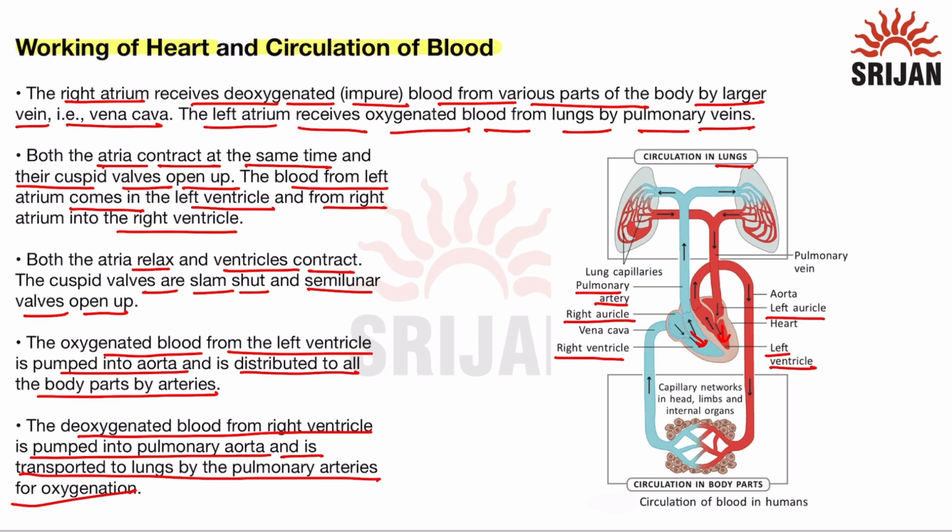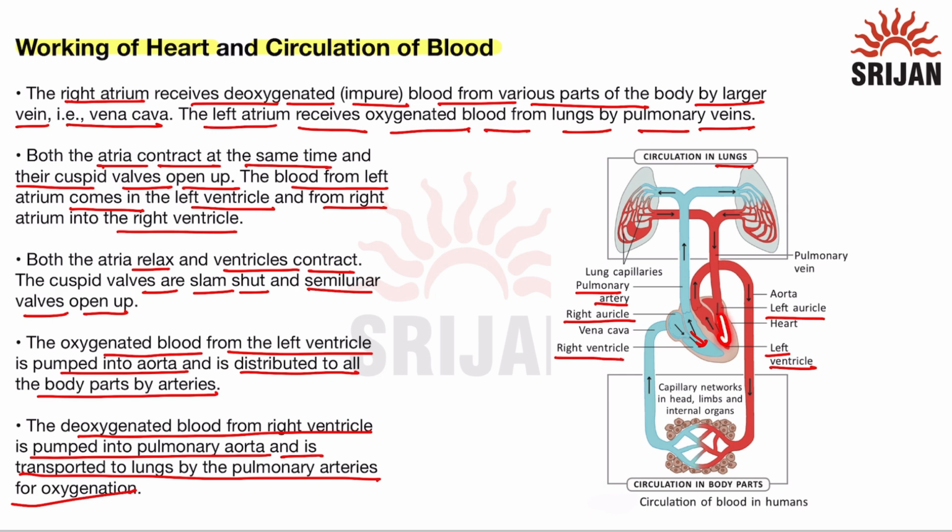So we can see in this figure that blood from the right ventricle, that is the deoxygenated blood, is pumped into the pulmonary artery, which is shown here. It will reach the lungs. From here it will get oxygenated, and this oxygenated blood is pumped back into the left atrium through the pulmonary vein. Now this pulmonary vein will bring the oxygenated blood to the left auricle.